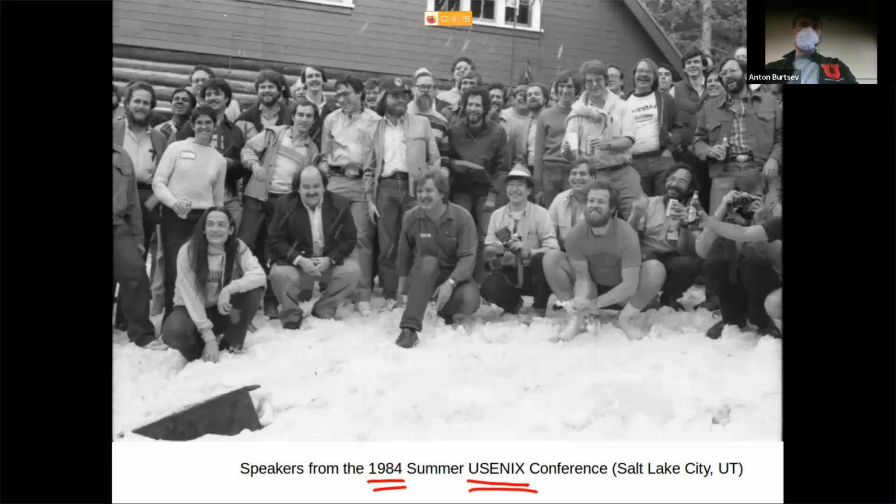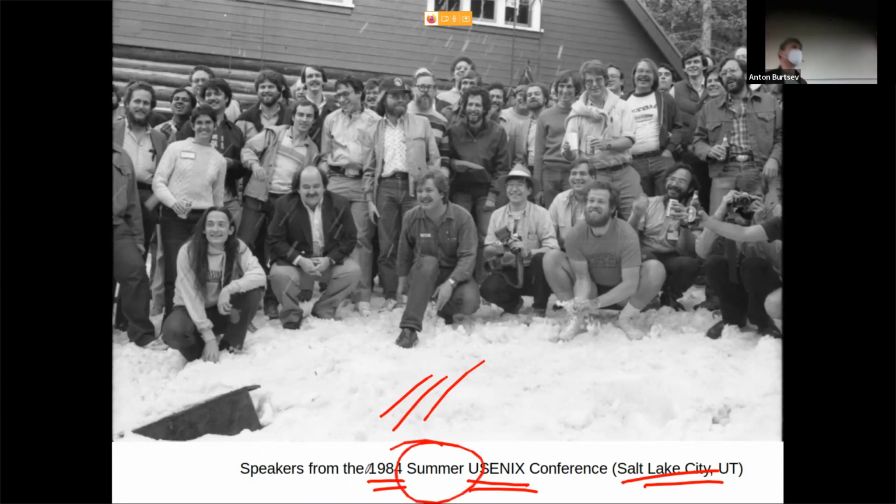And it's still one of the two most prestigious venues, Usenix and ACM, which publish work in the area of operating systems, and they are hosting this conference in Salt Lake City, Utah, apparently somewhere higher up because they have snow and stuff like that, right? Because it's summer, which is funny, right?